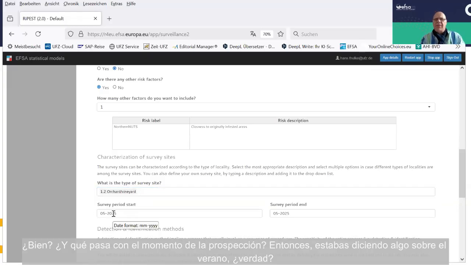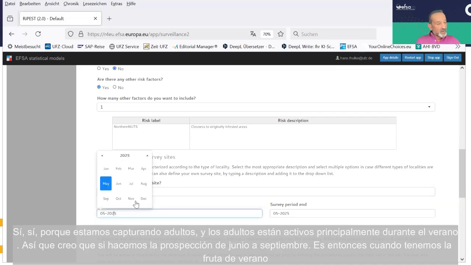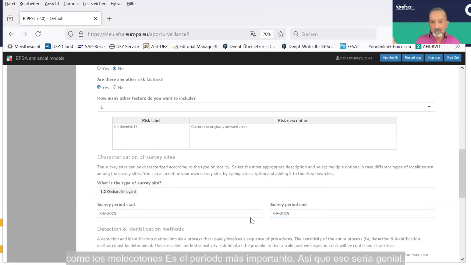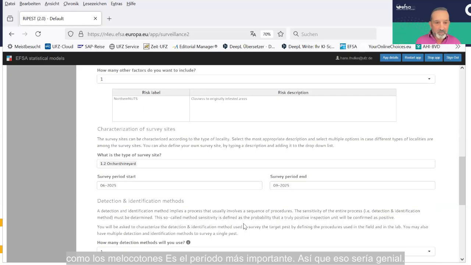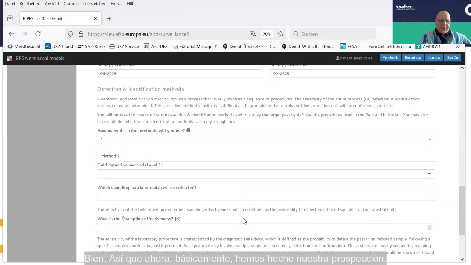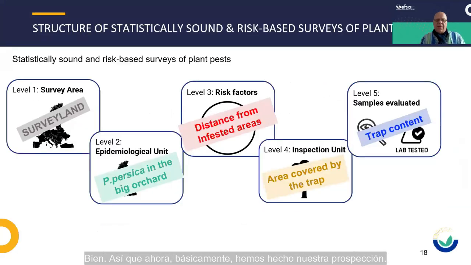So you were saying something about summer, right? Yes, because we are trapping adults and the adults are active mostly during the summer. So I think if we survey from June to September, that's when we have summer fruit, like peaches. It's the most important period. So that would be great. Okay. So now we have basically done our survey. Great. Everything is there. Everything is mentioned.